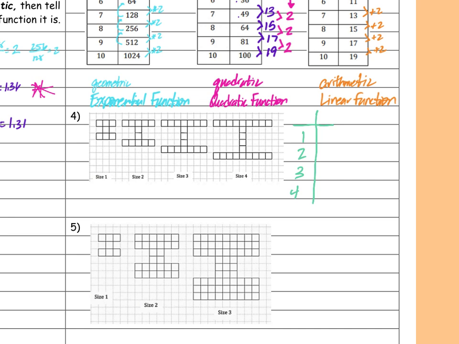Okay, can someone tell me how many little squares are in figure or size 1? 7. 7, beautiful. And how many in size 2? 9. Nice, Esta.